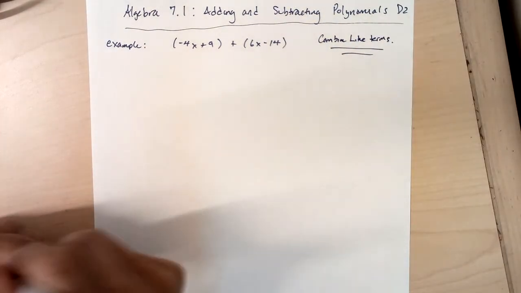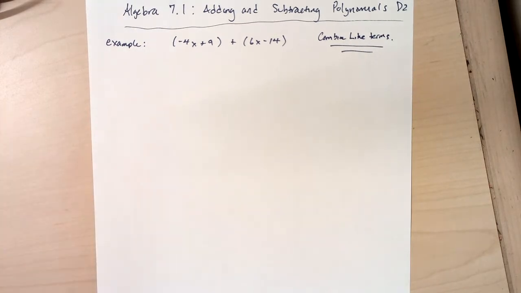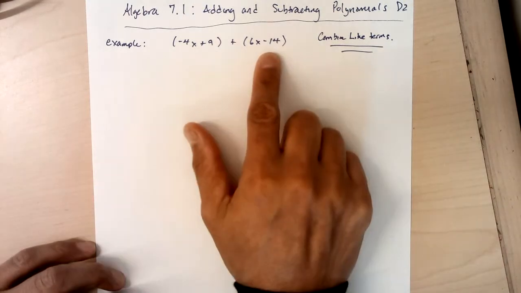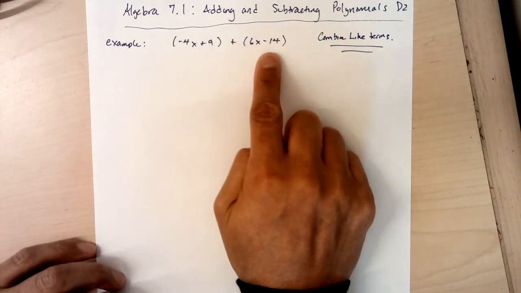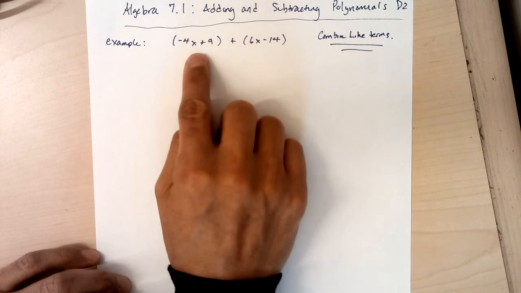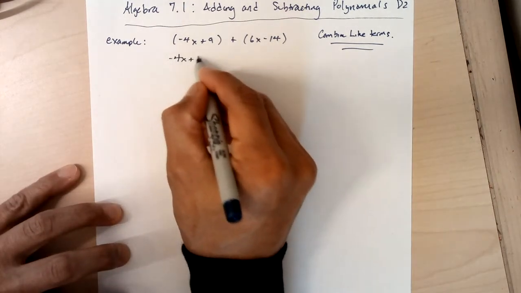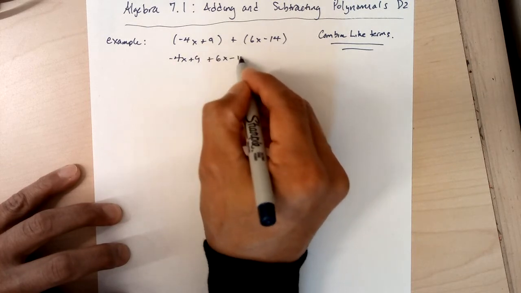So for my example here, I have negative 4x plus 9. Just as a quick review, that's a binomial. There's two terms. The degree is 1. The leading coefficient is negative 4. And we're adding on to that another binomial, 6x minus 14, where for this binomial, the degree is 1, and the leading coefficient is 6. But here's what we could do. We're adding the second binomial to the first binomial, so we could just get rid of the parentheses. Just make it negative 4x plus 9 plus 6x minus 14.